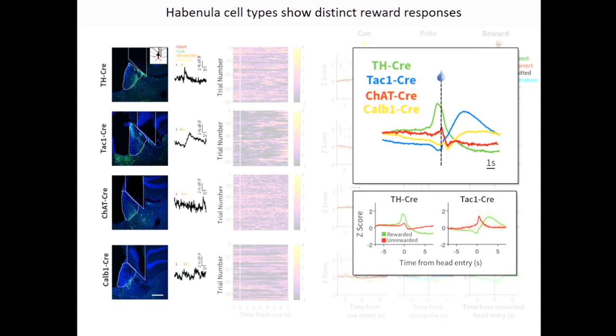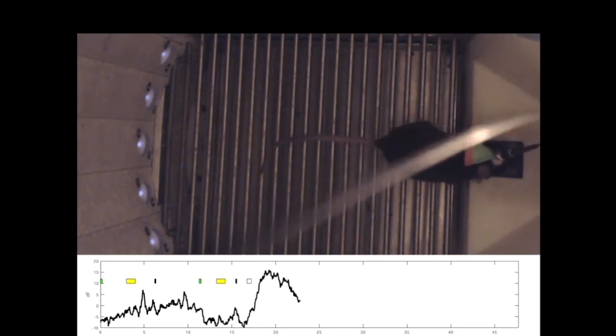And one of the things that I did was change the task slightly, which you can see here. This is a TAC1 animal with simultaneously recorded photometry. There's going to be 2 trials. This trial in which the animal performed it correctly and was rewarded, and even on an individual trial, you can see this ramping up of activity as the animal is consuming the reward.